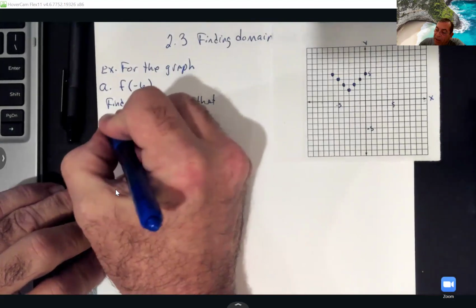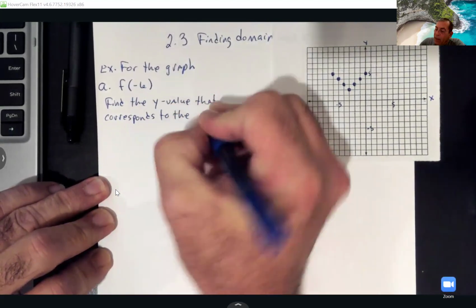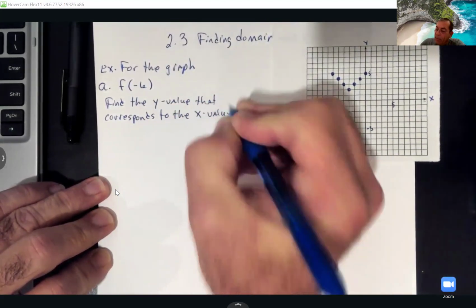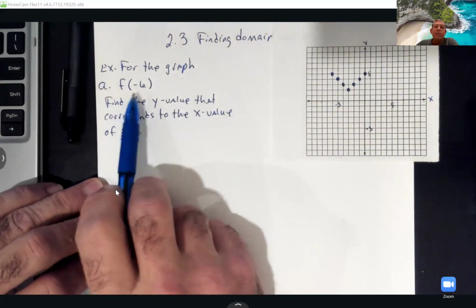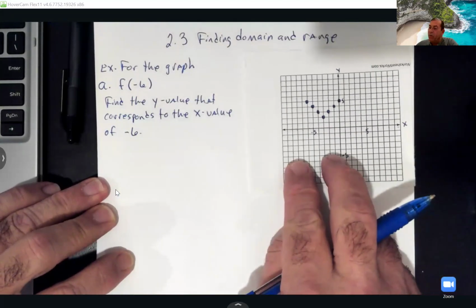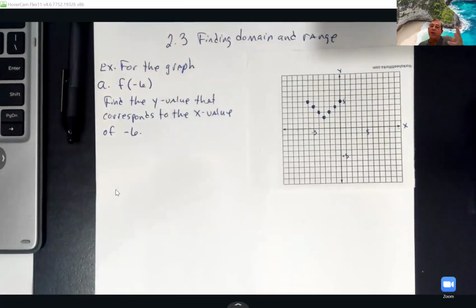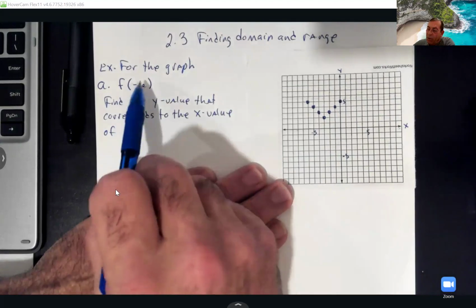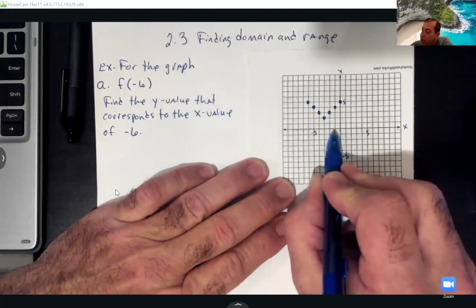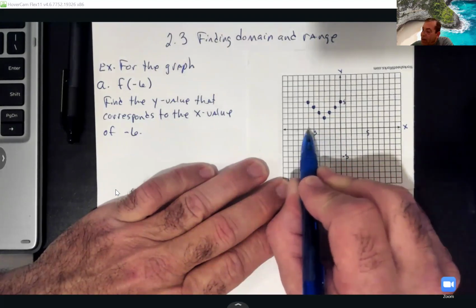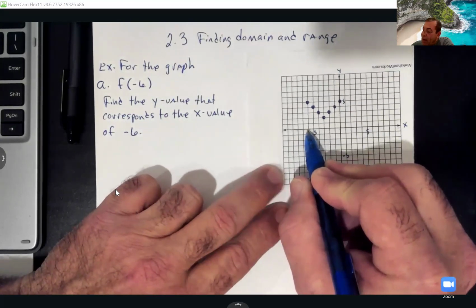that corresponds to the x value of -6. So they're saying -6 is the x value, and they want to know what is the f of -6, which is they're looking for the y value. So what we want to do is come find -6 on our graph. So let's see, there's a center. So -1, -2, -3, -4, -5, -6.